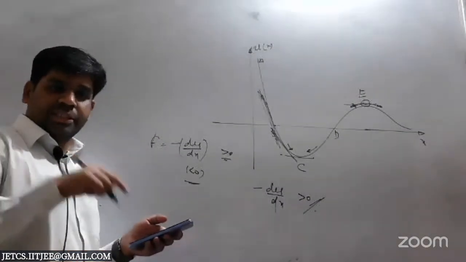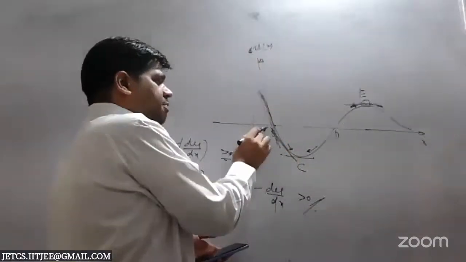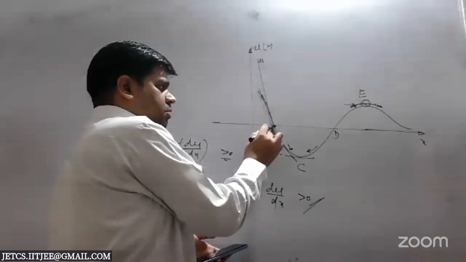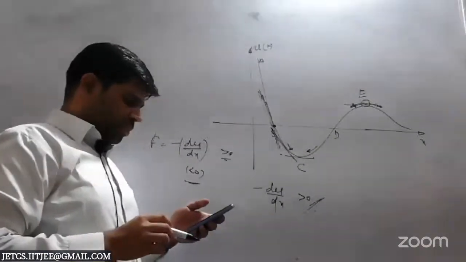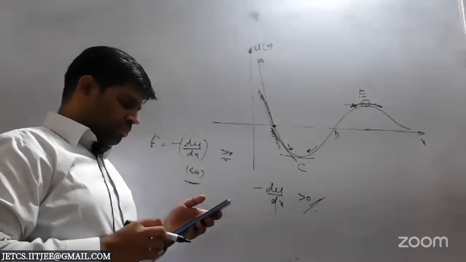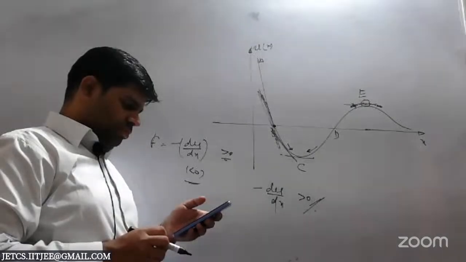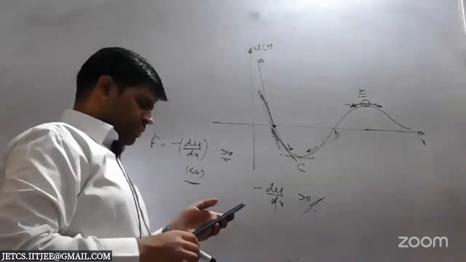Yes, sir. But he says it's attractive. Between A to C, it is repulsive, totally repulsive from A to C. And B and C is a part of A to C, right? If you understand from A to C, you will understand from B to C. He says it's attractive, but A to C is repulsive.